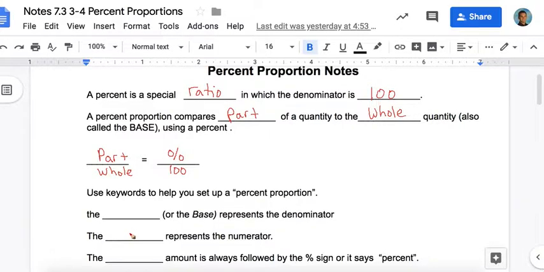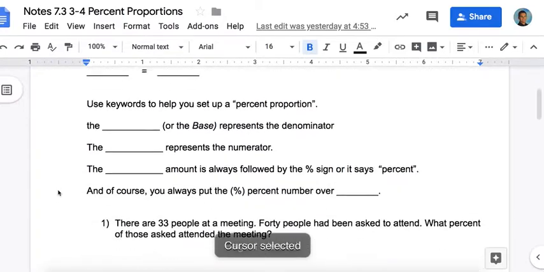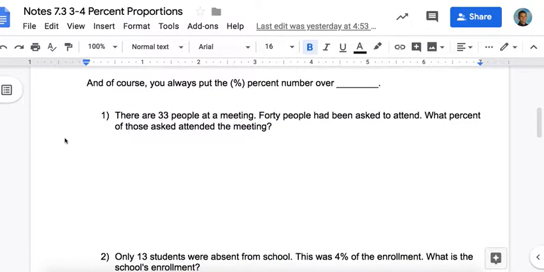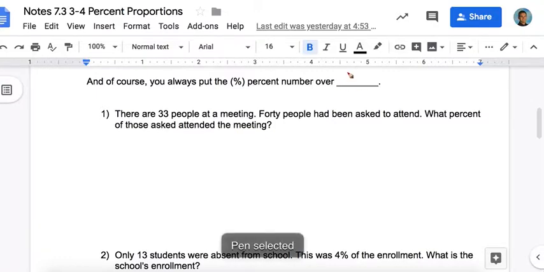Use keywords to help you set up a percent proportion. The whole or the base represents the denominator. The part represents the numerator. And the percent amount is always followed by the percent sign, or it just says percent. And of course, you always put the percent number over 100.